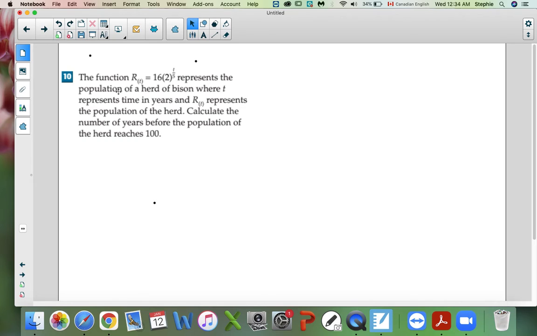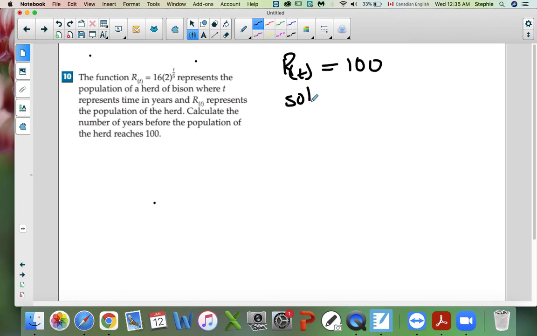So if you look at this question, it says the function R(t) = 16(2)^(t/5) represents the population of a herd of bison, where t represents time in years, and R represents the population of the herd. Calculate the number of years before the population of the herd reaches 100. So what are they asking us to do? Are they asking us to solve x, or are they asking us to solve y? If R(t) represents the herd, then they're asking us to solve R(t), which is the y. So R(t) equals 100. That means you're going to be solving for t. You're solving for the x.